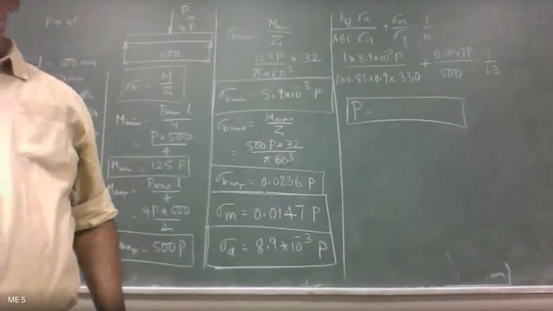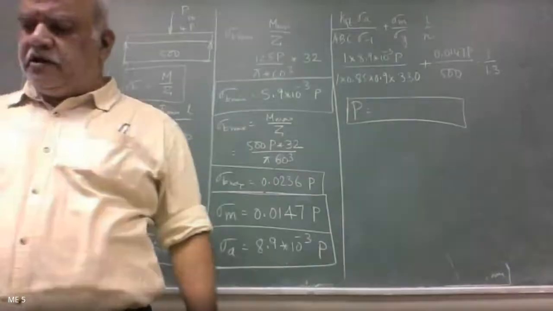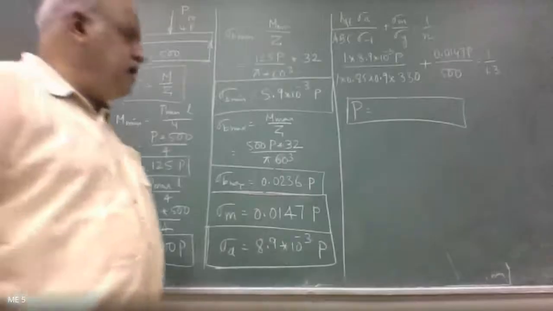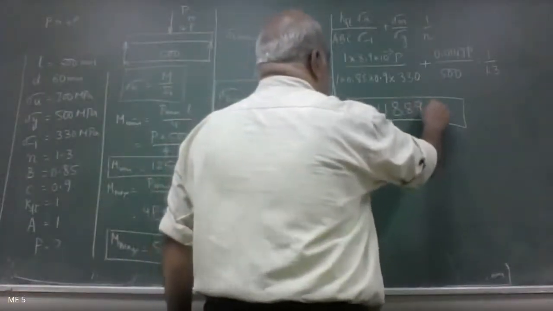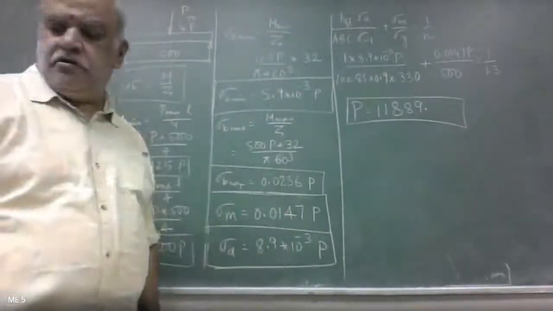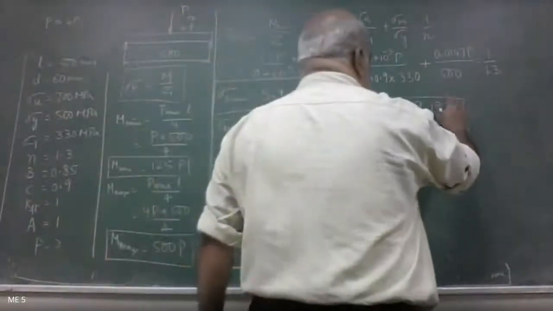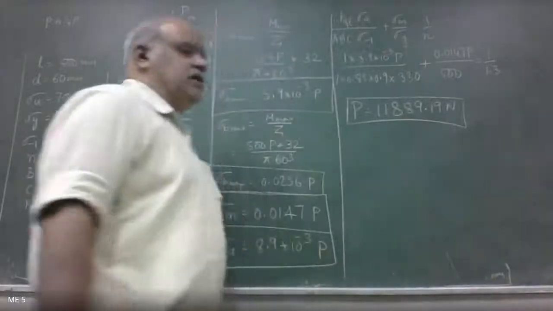Okay, sir. What is the value of P? 11.99 kilonewtons. Yeah, 11,889 is what I got. Maybe closer to that. 11,889.19 newtons. Okay, maybe it's closer to that, right?